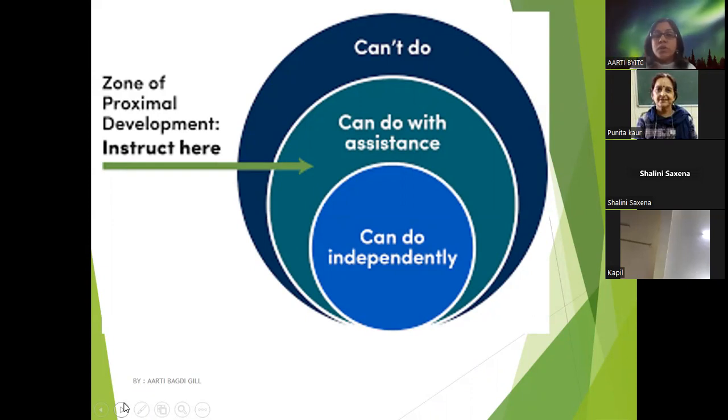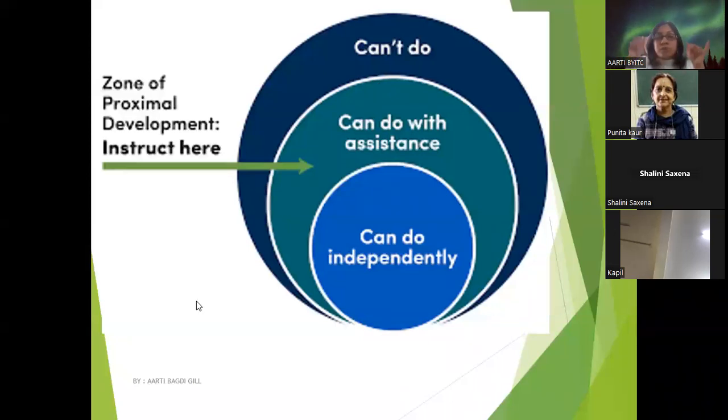Yes, if the child is not able to do it, there is nothing wrong with it, because the big zone is of can't do. The smaller one is of can do with assistance and can do independently. If you see anyone, yes, this is the ZPD. Yes, this is the ZPD model.